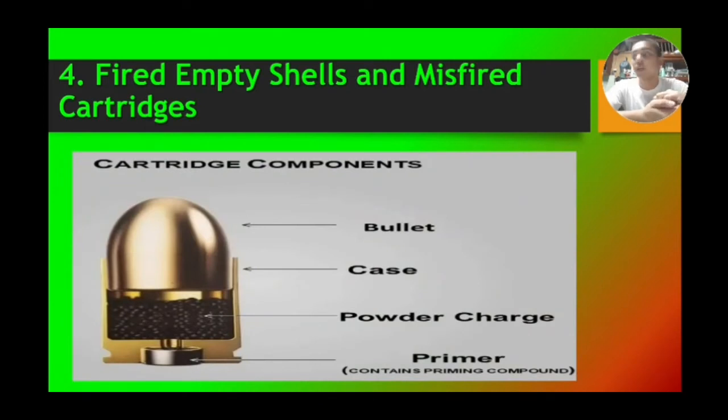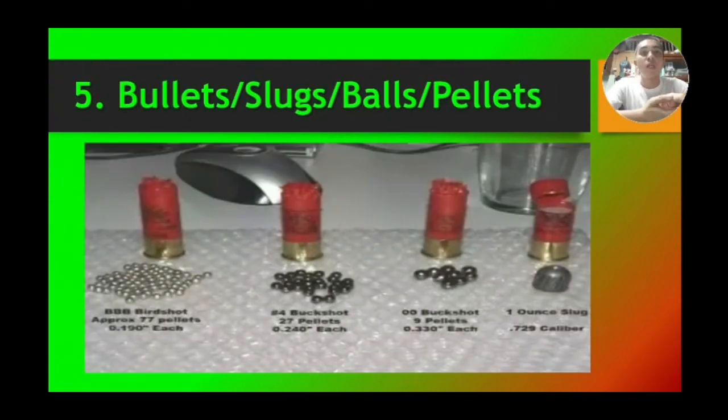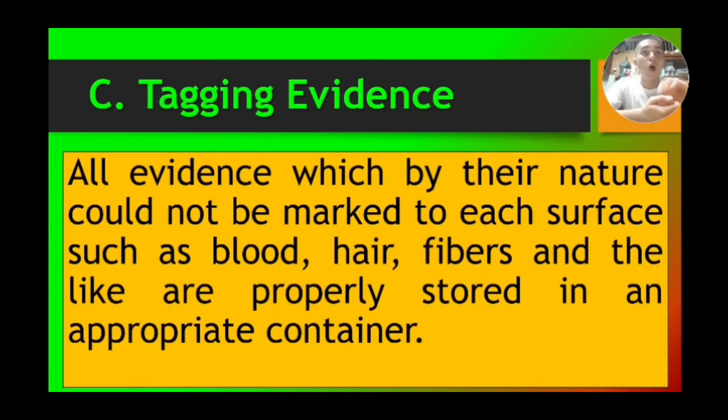Fourth, fired empty shells and misfired cartridges must be marked near the mouth. Fifth, bullet, slug, ball, pellets must be marked on the nose or in the base. C. Tagging evidence. All evidence which by their nature could not be marked on each surface such as blood, hair, fibers, and the like are properly stored in an appropriate container. Since this evidence cannot be marked, they must be sealed in a safe container.